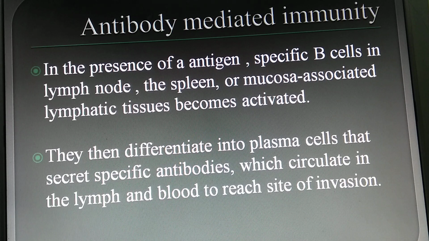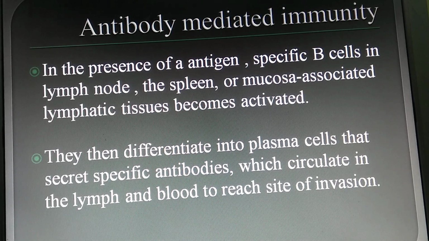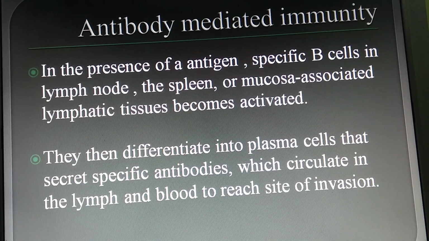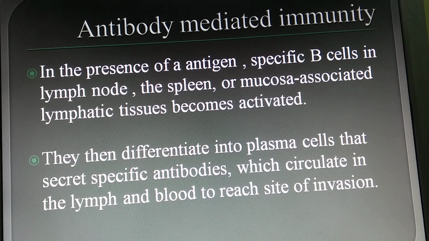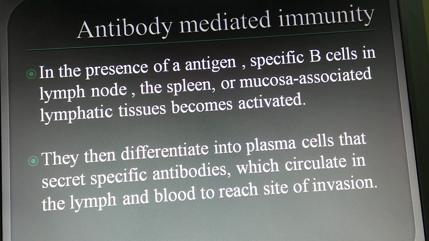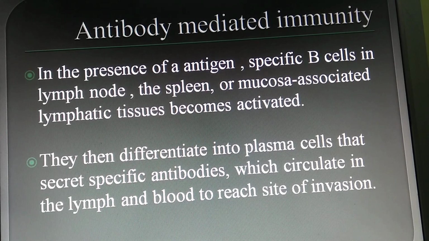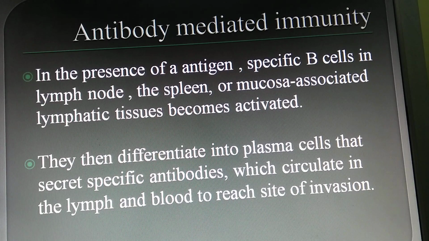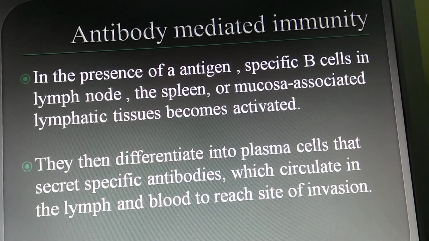Now, in the presence of antigen, specific B cells in a lymph node, spleen, or mucosa associated lymphatic tissue become activated. They then differentiate into plasma cells that secrete specific antibodies, which circulate in the lymph and blood to reach the site of invasion, or where exactly the infection takes place.